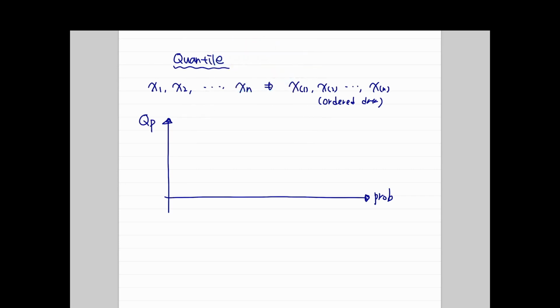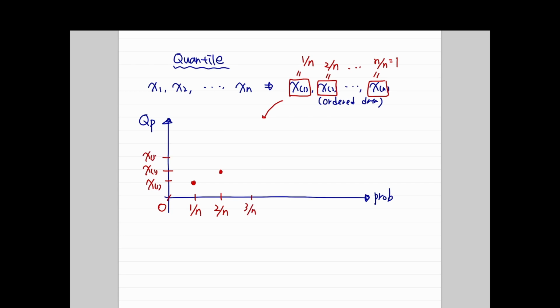Okay, and this point is minimum, and the probability is 1 divided by n. This point is when the probability is 2 divided by n. That is when the probability is n divided by n equal 1. So we draw the plot like this. 0 minimum is small x1, and 1 divided by small n is x1, 2 divided by n is x2. Okay. 3 divided by n is x3. And n divided by n equal 1, that's the maximum, x maximum value.